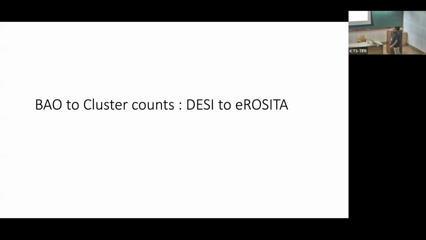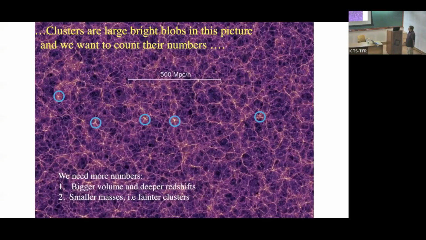Okay, let me, in 2-3 minutes, since I've spent most of the time on BAO, go to cluster counts, because that's what eROSITA is, the other thing that we're going to talk about. So this was the large-scale structure. If you look at these overdensities, these are clusters of galaxies. And the idea is we want to count their numbers, because I told you in the very beginning, those numbers are exponentially sensitive to cosmology. So you want to count their numbers. If the number is 1,000, it means one cosmology. If the number for the same volume is 800, it means a completely different cosmology.